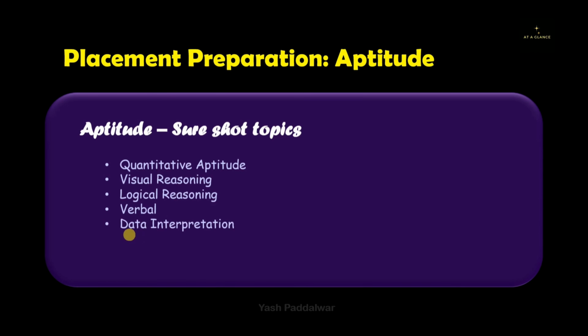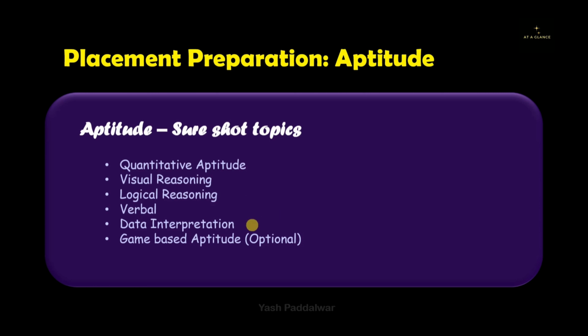The next topic is data interpretation. This is a mathematical topic which includes some of the quantitative based concepts. Now the next topic is the game based section. This particular topic is optional because only a few companies have this as a section in their aptitude test. Companies like Capgemini and IBM ask this as a section in their aptitude test.